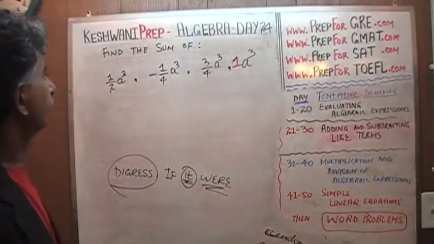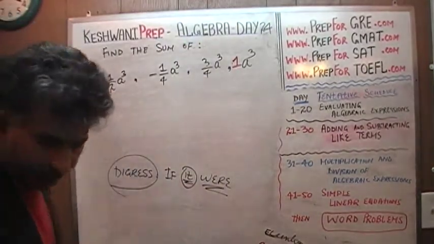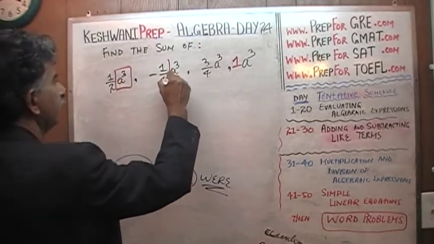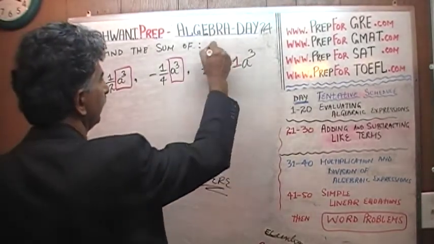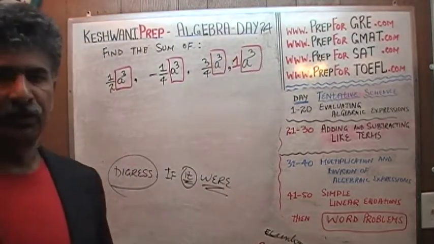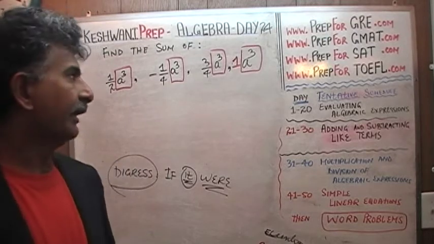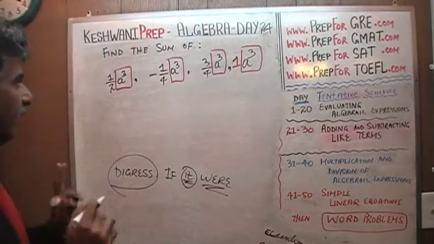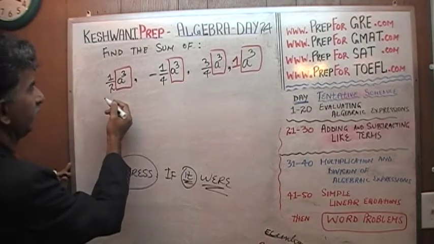Anyway, let's add them up. Since here we have a cubed, and here we have a cubed, and here we have a cubed, and here we have a cubed. These are all like terms. These are all similar terms. We can add them up. All we have to do is simply add up the coefficients. So let's do it very quickly here.